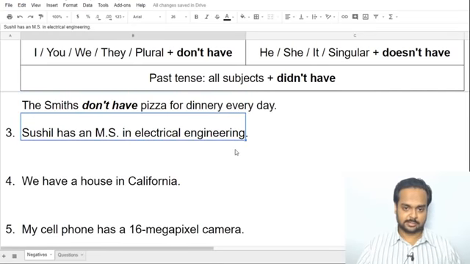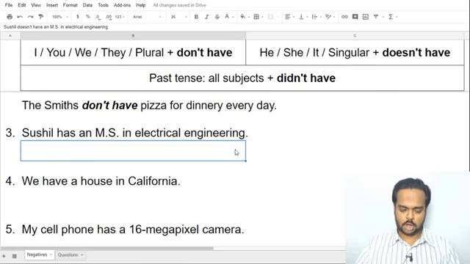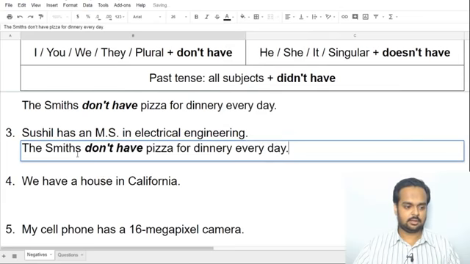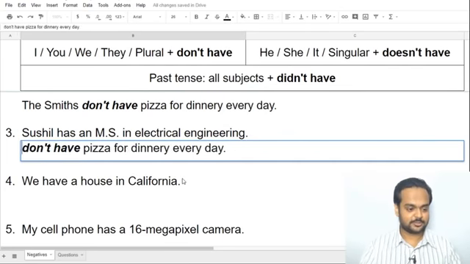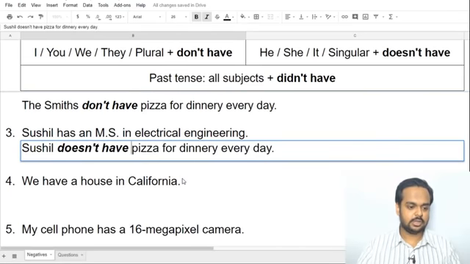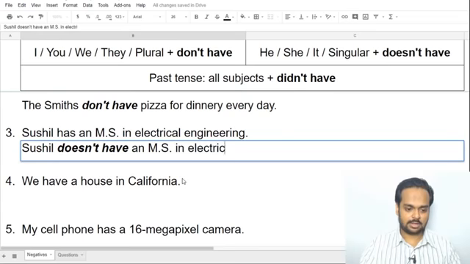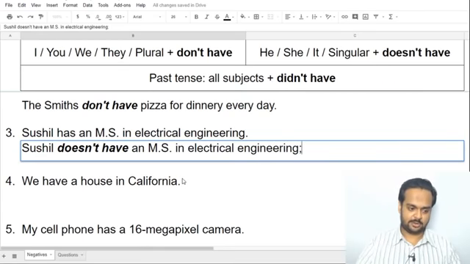Because the Smiths are a plural subject. Sushil has an MS in electrical engineering. No, I think you're wrong. Sushil doesn't. Sorry about that. I wanted to do that in dramatic fashion, but that didn't work, obviously. Sushil doesn't have pizza for dinner every day. Sushil doesn't have an MS in electrical engineering.